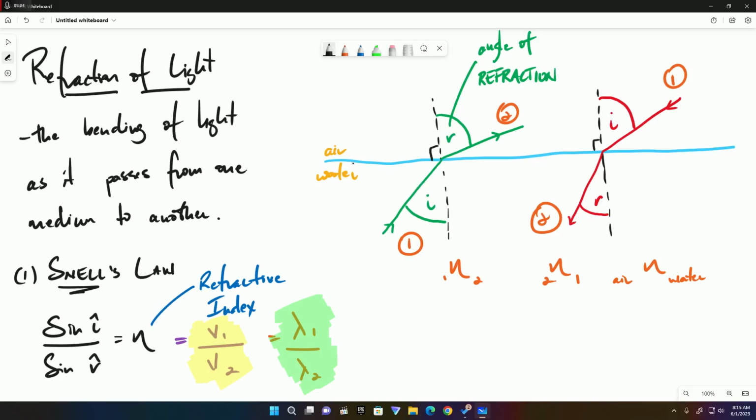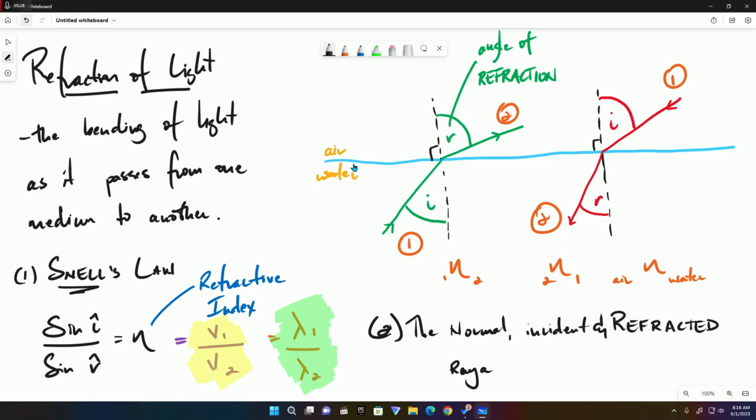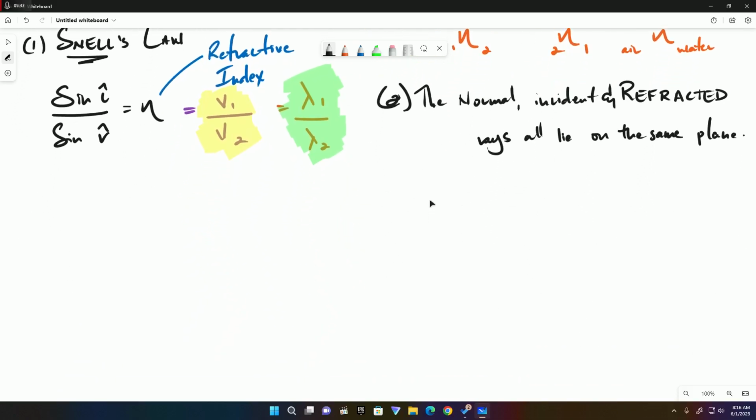Now, the second law of refraction is kind of like the second law of reflection. It says the normal, incident, and refracted rays, this is the only difference, all lie on the same plane. And this is refraction. Now, refraction continues into something called total internal reflection.